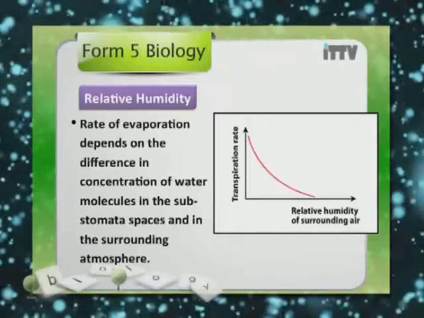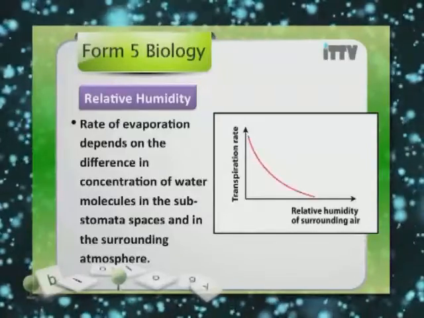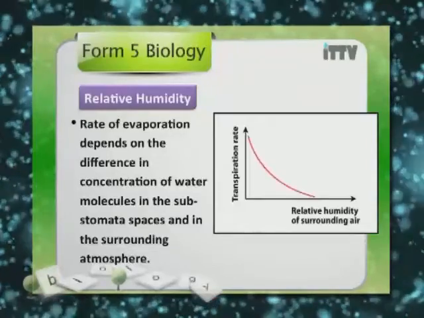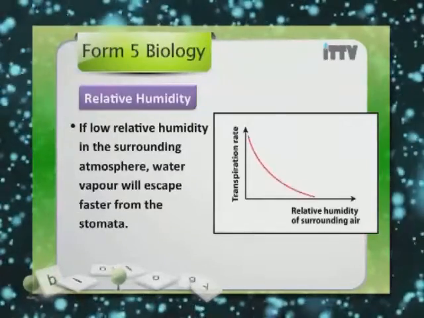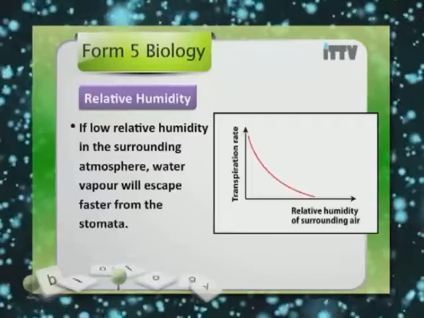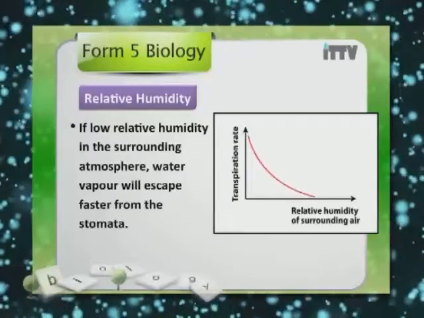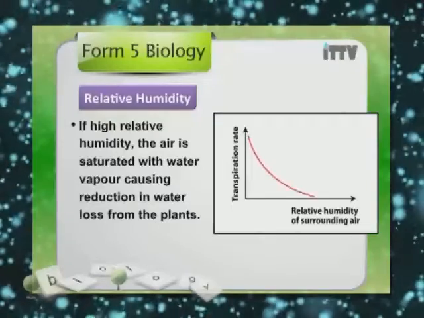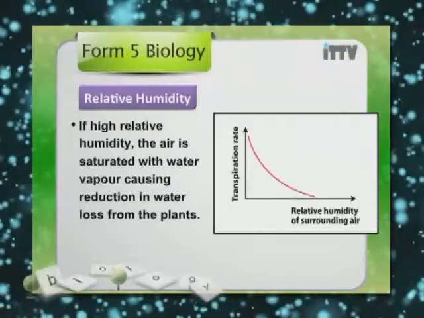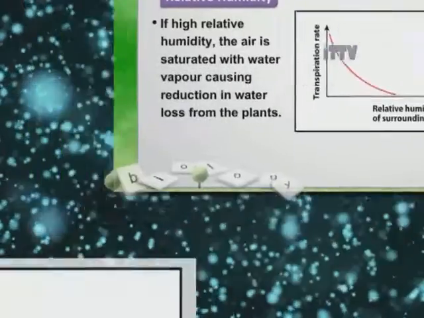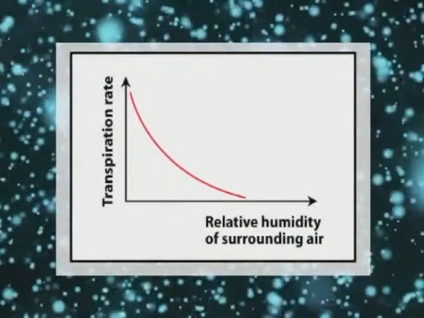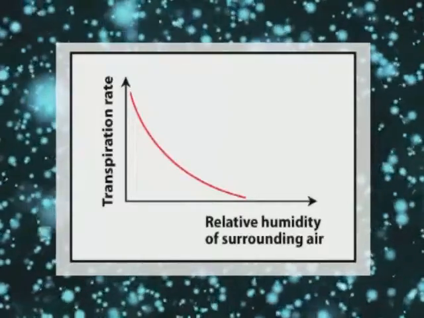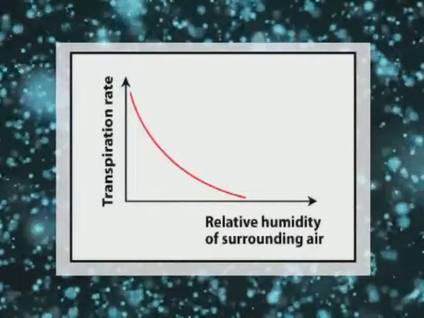Let's look at the last factor that affects the rate of transpiration, which would be relative humidity. The rate of evaporation depends on the difference in concentration of water molecules in the substomatal spaces and in the surrounding atmosphere. So if low relative humidity in the surrounding atmosphere, water vapor will escape faster from the stomata. But if there is high relative humidity, the air is saturated with water vapor, causing reduction in water loss from the plants. So as you can see from the graph that if the relative humidity of surrounding air is higher, the transpiration rate would be also low.